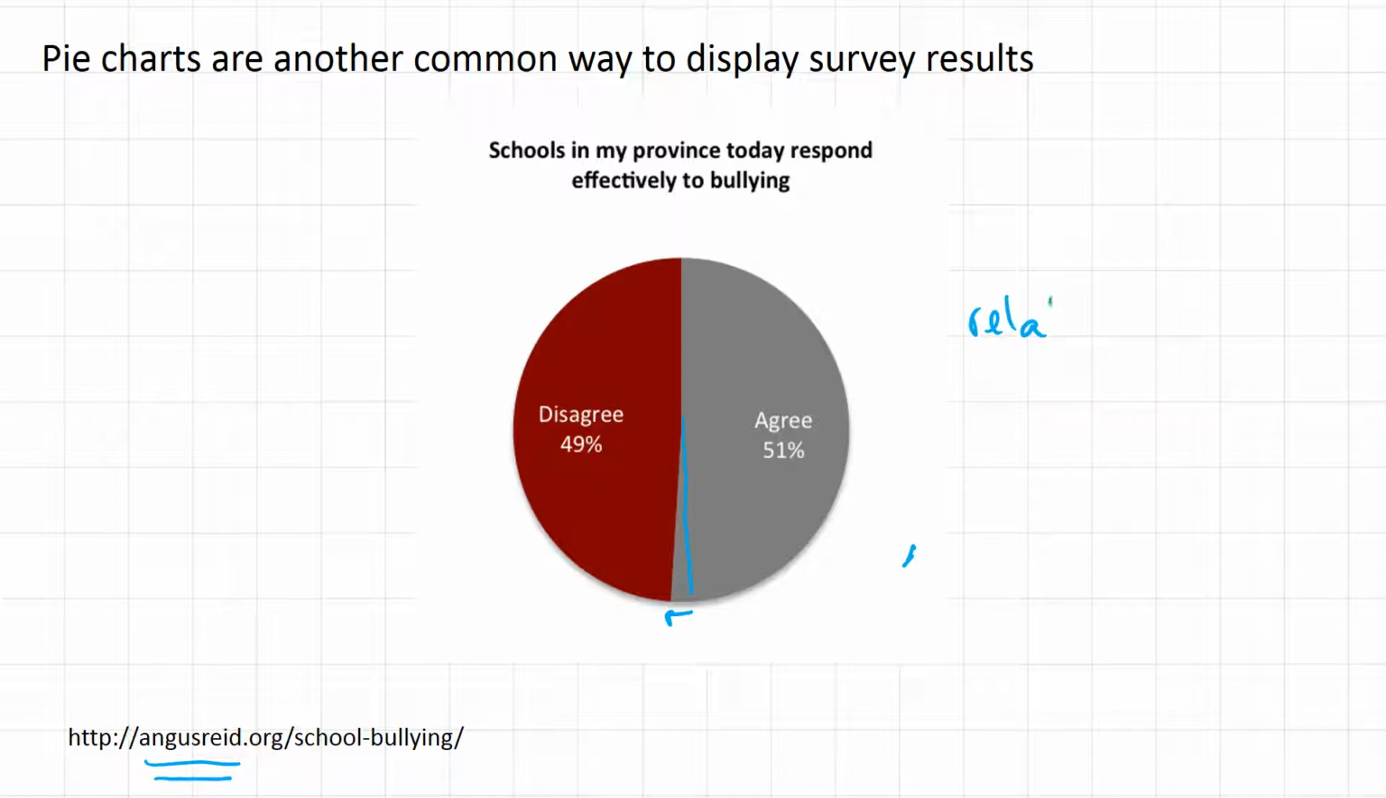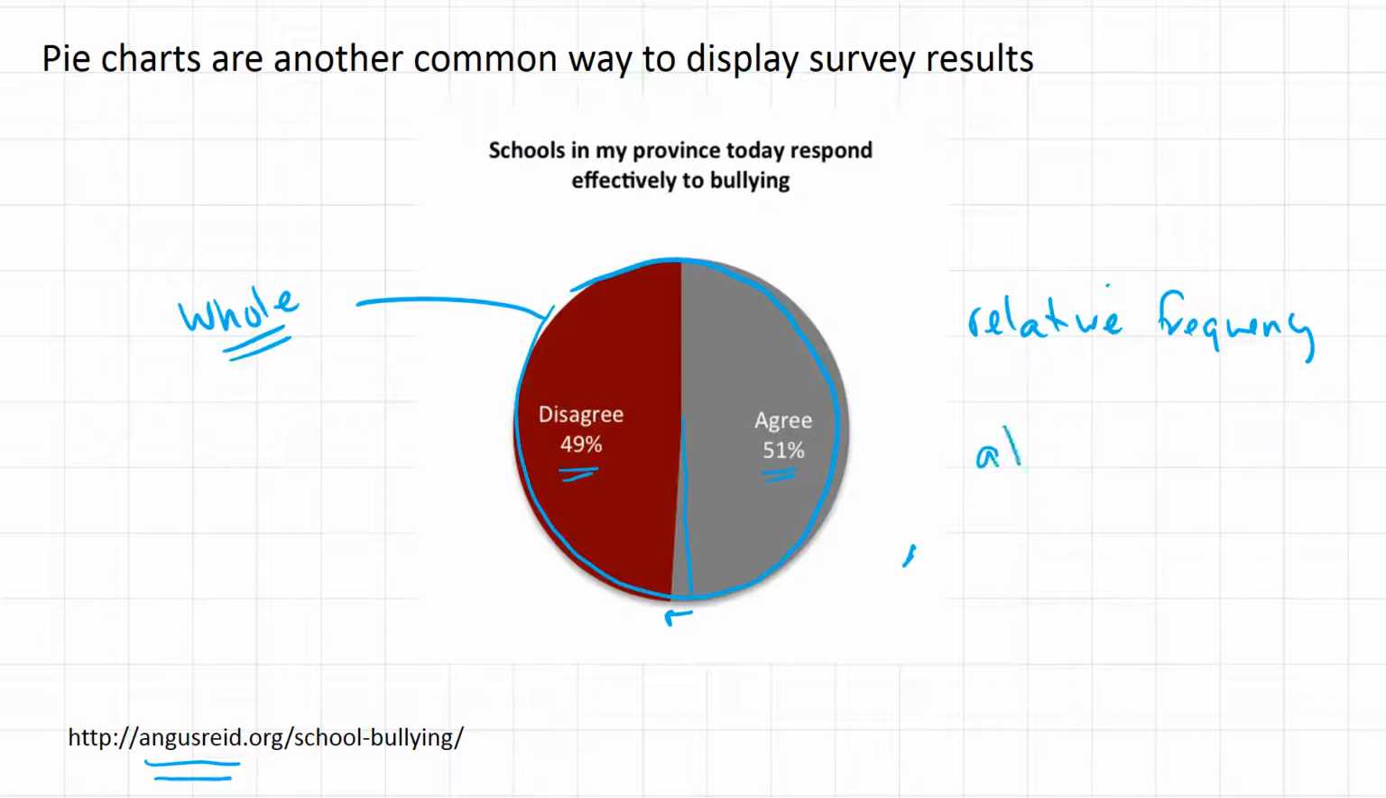And pie charts, by their very nature, report relative frequency. They do that because the whole pie, the whole chart, represents the whole. So you always see the whole, and you're seeing how much agree compared to the whole. Because relative frequency is a comparison, pie charts do that. Now, something to watch for: these percentages should add up to 100%, because 100% is one whole. When pie charts are used to mislead, sometimes that is not the case.